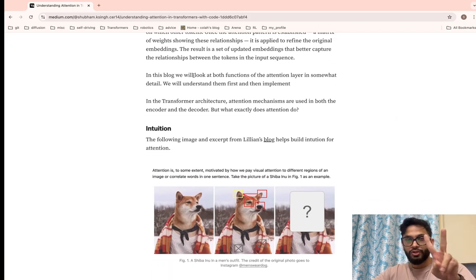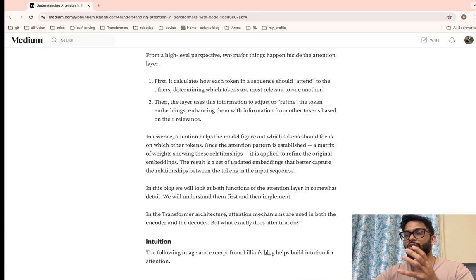Okay, so we covered it. There are two things which are happening here inside the layer. Let's focus on the first thing. The first thing is we are trying to understand what the relations are between the tokens, between the words in the sentence. We'll understand which word is attending to which other word in the sentence.